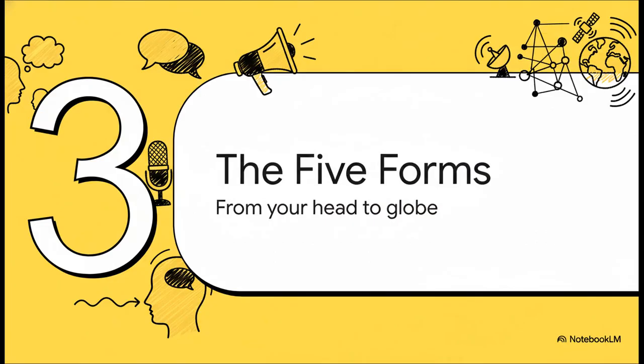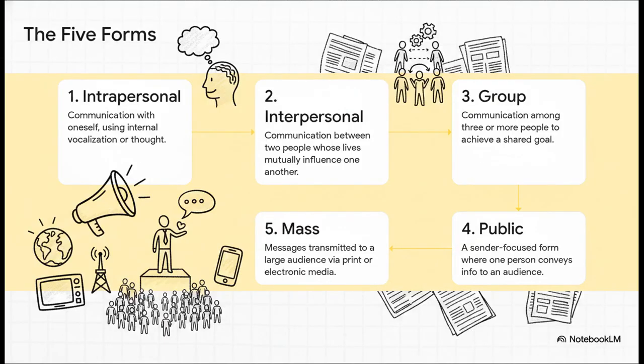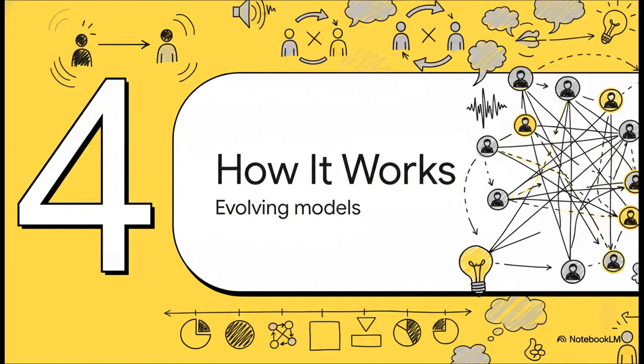Okay, so now let's look at the different forms communication can take, because it's not a one-size-fits-all kind of thing. It operates on a scale from what's happening inside your own head to what's broadcast across the entire planet. So you can see how it scales up. It starts with intrapersonal. That's just you, talking to yourself inside your head. Then there's interpersonal, which is your classic one-on-one conversation. From there, you get group communication, then public speaking to an audience, and finally, the big one, mass communication, reaching millions through media.